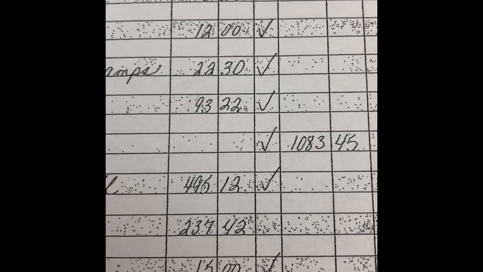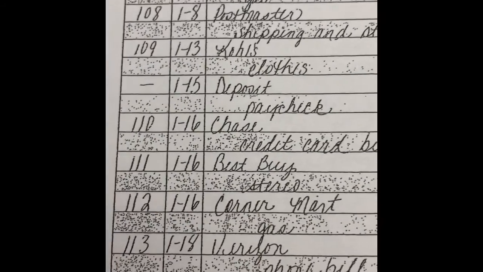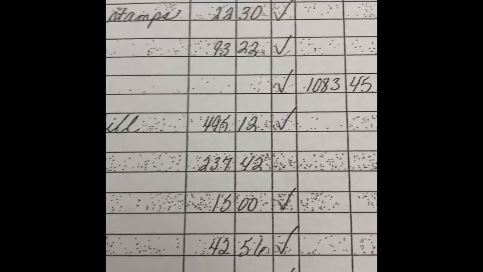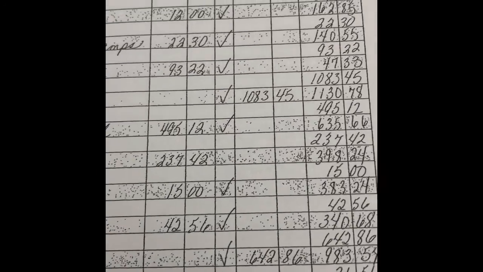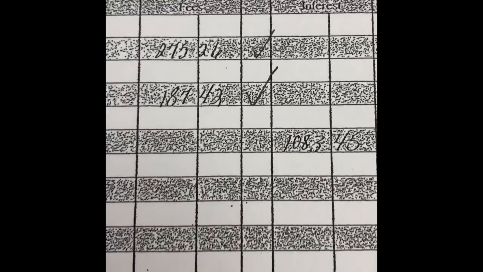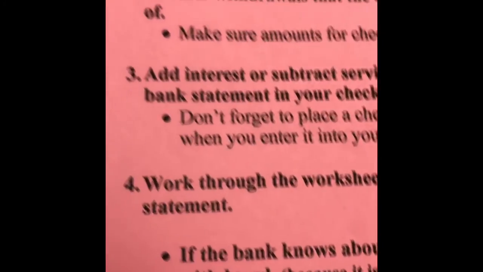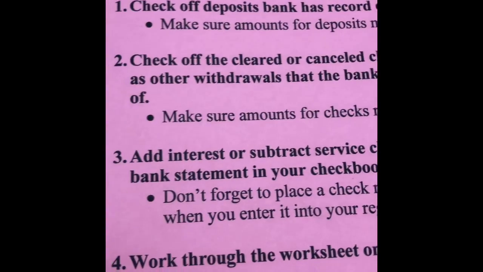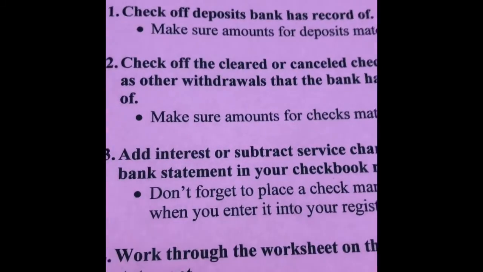And if you did it correctly, every single one has a check mark by it, except for this check right here, the one from Best Buy. Check 111 does not have a check mark by it because according to the bank, they never got it in. So that means Best Buy never cashed it. On the back, every single one has a check mark by it except for that last deposit. So we have done step 1 and we have done step 2. Now we're ready to move on to step 3.